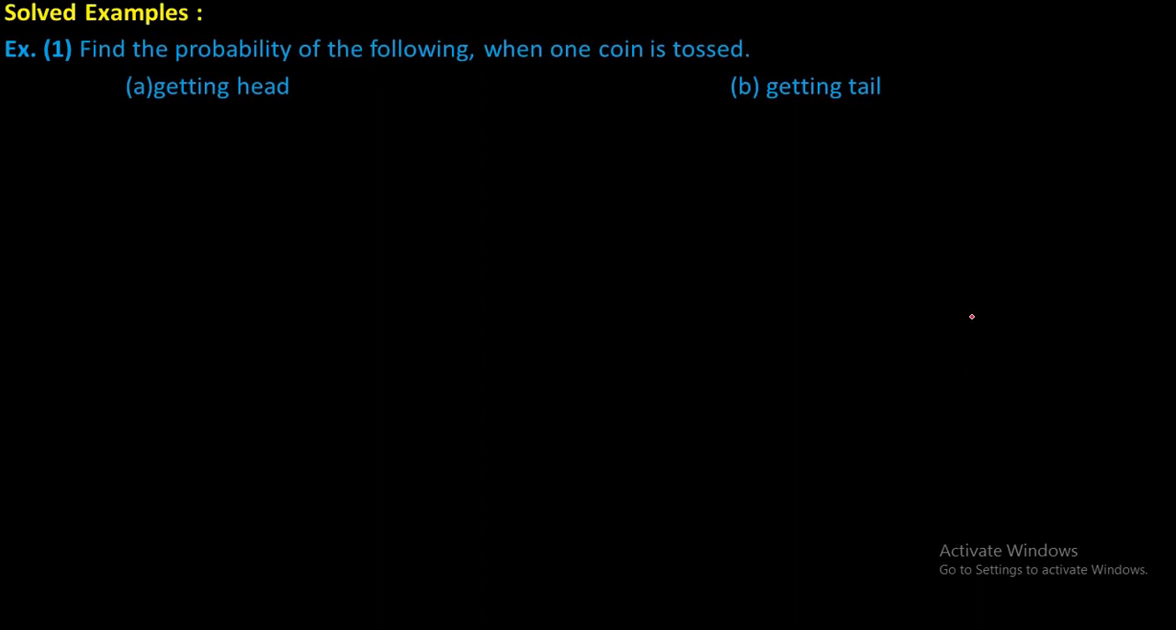So we will solve an example here. Find the probability of the following when one coin is tossed. So when one coin is tossed, getting head or getting tail. Whenever they give such a type of problem, first you should write the sample space. So we will write the sample space S for a single coin. When one coin is tossed, that is the sample space.